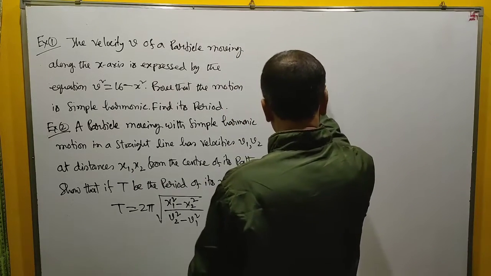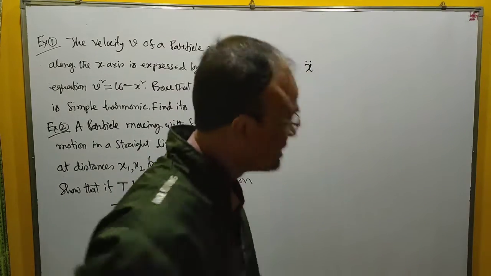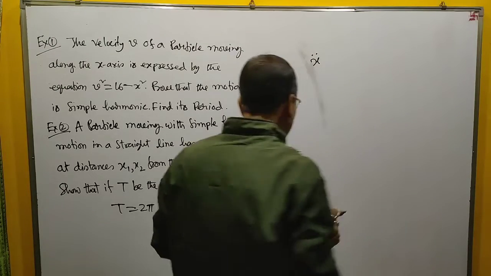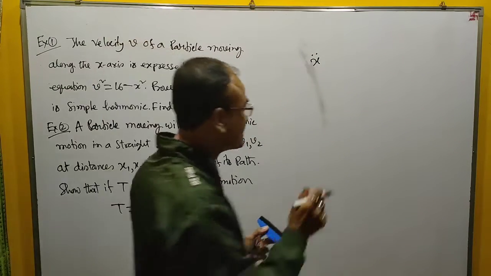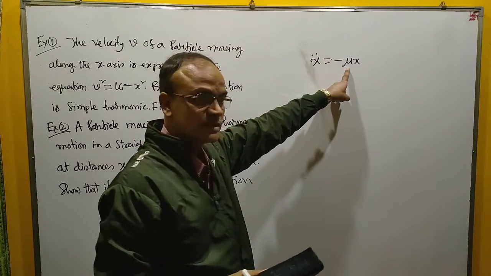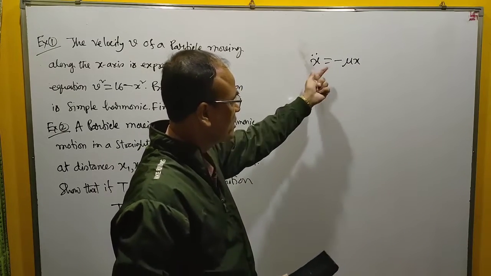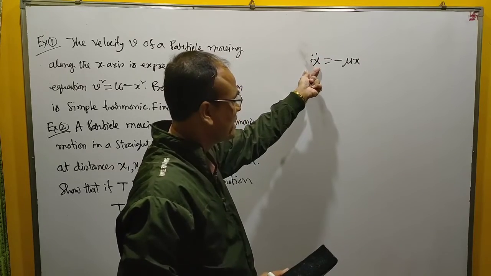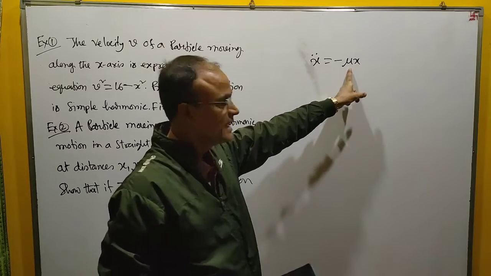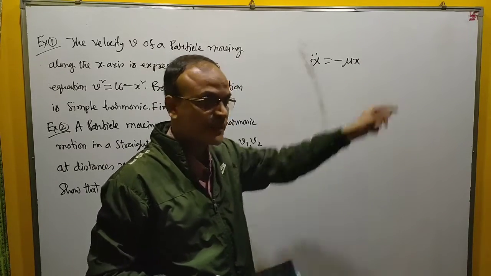And the equation of simple harmonic motion is x double dot, that is d2x by dt square, equal to minus mu x. Mu is the intensity of force, or the acceleration. We get the acceleration equal to a negative sign, a constant, and x should be there.